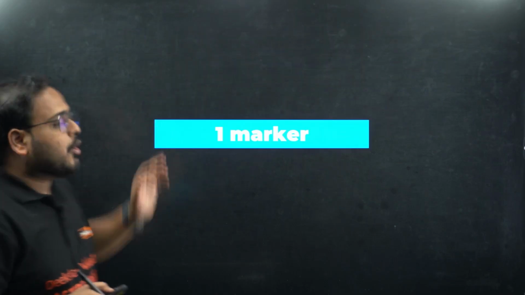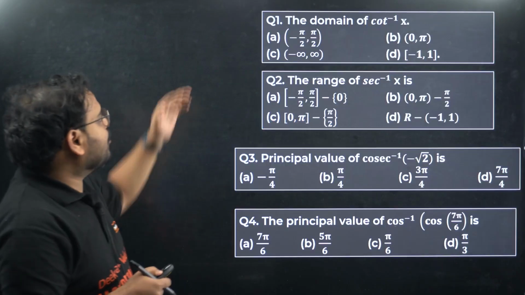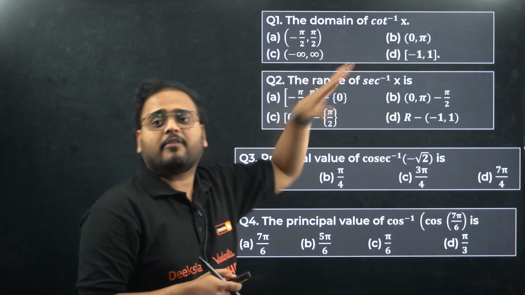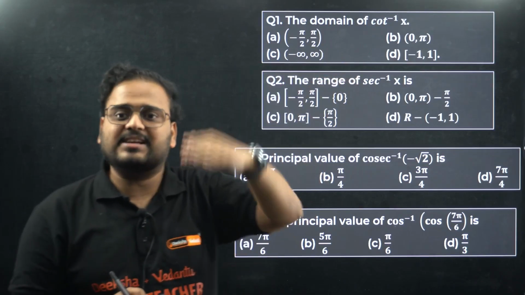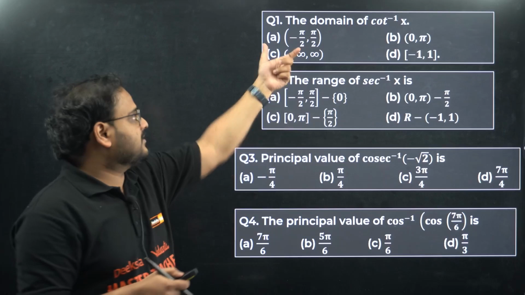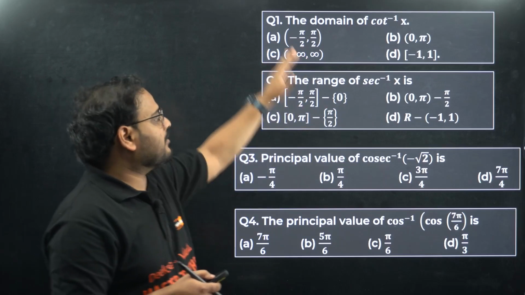Let's look at your 1 marker problems. Okay, so 1 marker questions, again questions of domain and range. This means all 6 functions are there, no, all 6 ITF. In all 6 ITF, this kind of question can be asked. See, first 2 are very similar in nature.